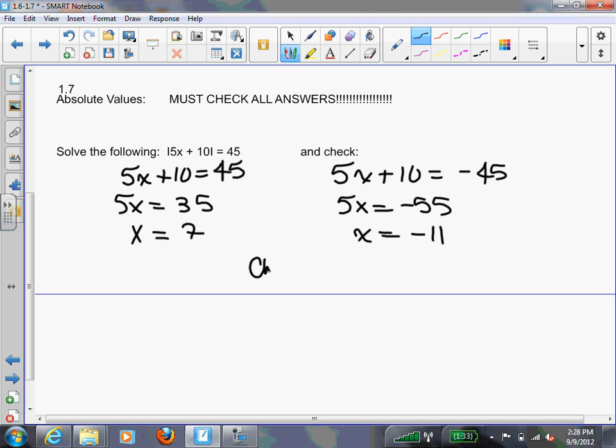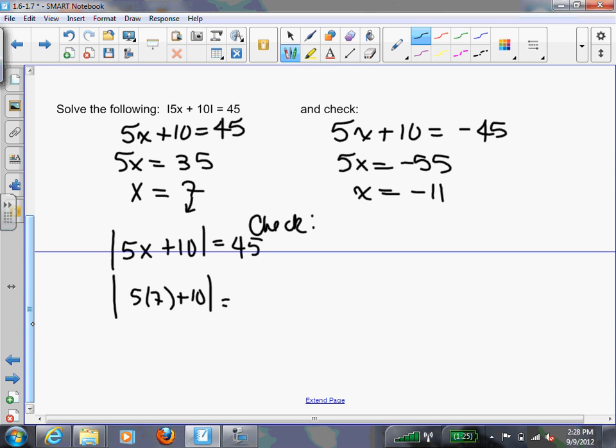So when we check, and you need to show me your check, you can't just do it in your head, we start with the absolute value of 5x plus 10. And that's supposed to equal 45. And we insert the 7. And we want to see if we're going to get 45. Well, we still stay within the absolute value. We carry this absolute value sign down to the absolute value of 45, which is, in fact, 45. And so it does work. If it didn't work, then 7 would not be an answer. But currently, because the check works, 7 is an answer.